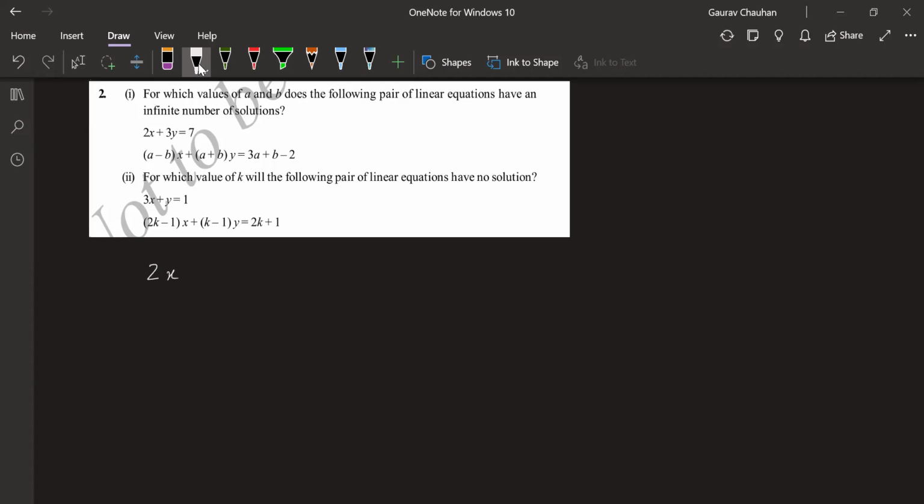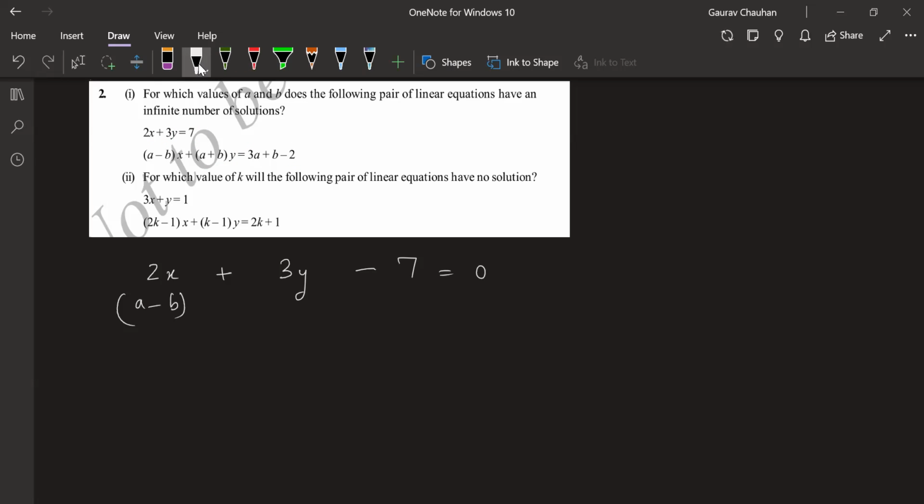Whenever you're writing it, write it in standard form preferably. 2x plus 3y minus 7 is equal to 0. See, I'm writing in standard form. Even though you don't write in standard form, you'll still be okay because the minus will cancel out. But I'm still writing in standard form just as a habit. It's a good habit to have.